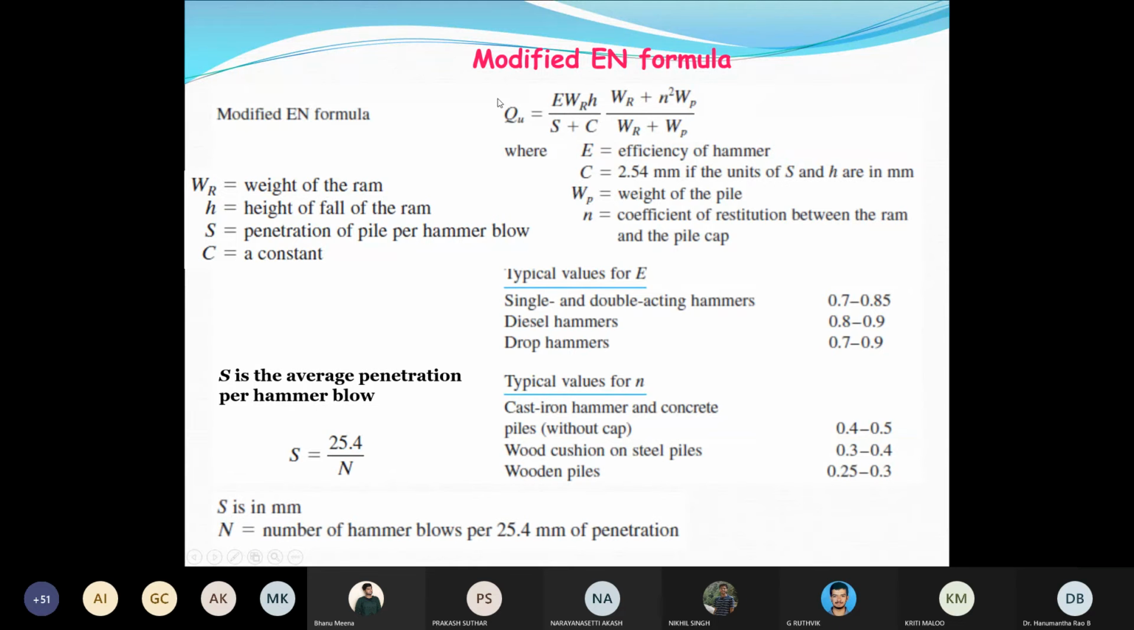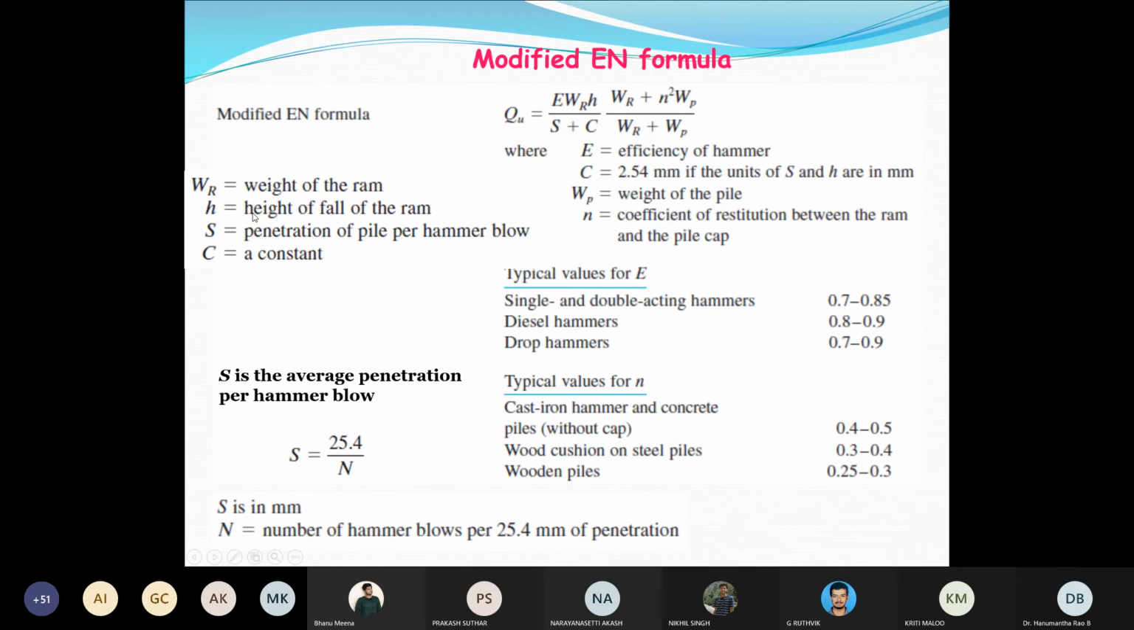One of the simple formulas is the modified Engineer's News formula, called the Engineer's News formula. The equation for the ultimate pile capacity is Qu = E·WR·H / (S + C) × (WR + N²·WP) / (WR + WP). So this is the equation. Here WR is the weight of the ram, the rammer which you simply lift up and drop. That is the weight of the rammer responsible for driving the pile.